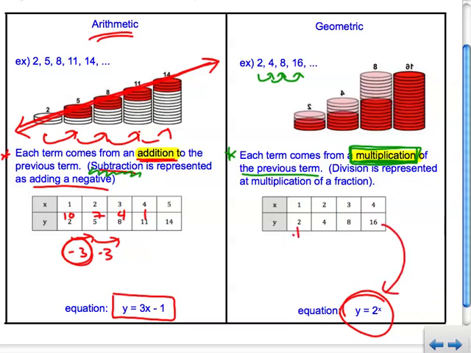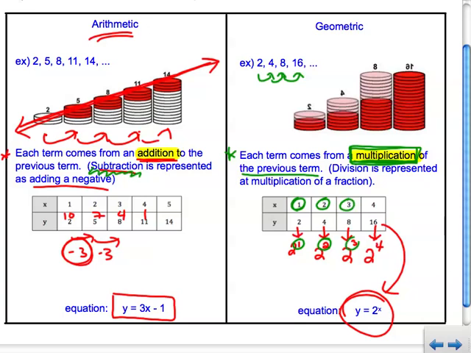So if I look at my output value, all of my y values I'm going to talk about here. If I look at my output value of 2, that's the same as 2 to the first power. 4 is the same as 2 to the second power. 8 is the same as 2 to the third power. 16 is the same as 2 to the fourth power. And you should see a very obvious correlation between this and this, and this and this.